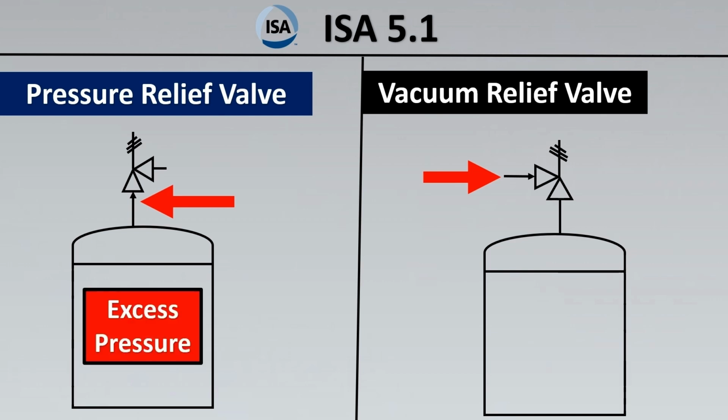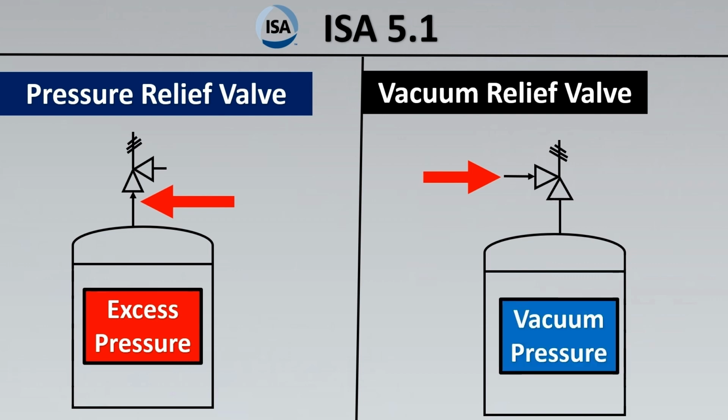Imagine there is excess pressure in this vessel, then the relief valve would relieve this pressure out to the atmosphere. But in the case of a vacuum relief valve, if a vacuum is created inside the vessel, then it will pull the atmospheric air from outside into the vessel to remove the vacuum condition. This can sometimes be understood by the arrow.